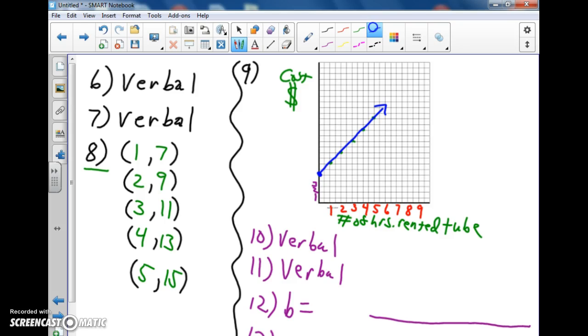Yes, it is. It is linear because it's a straight line. That's how easy it's going to be. It represents a straight line. There's no curvature to that line. So yes, it is linear.